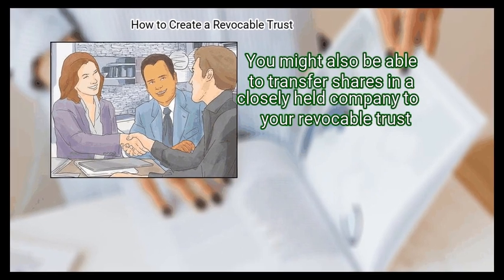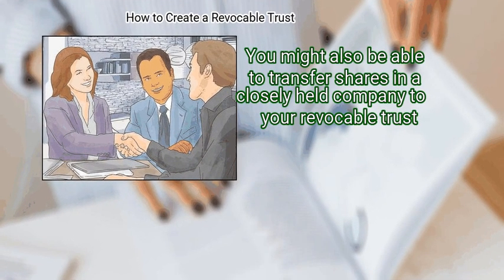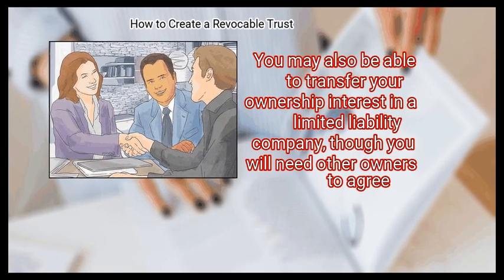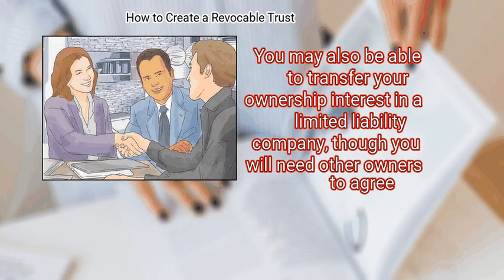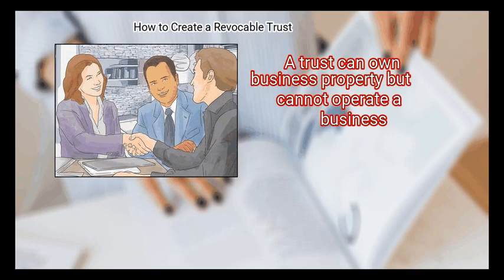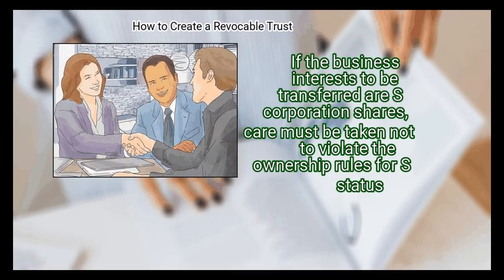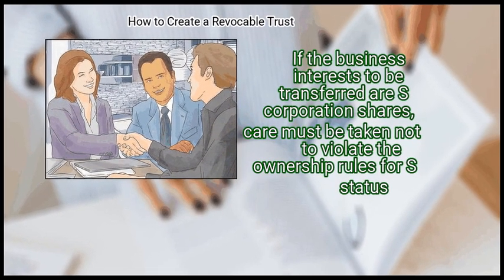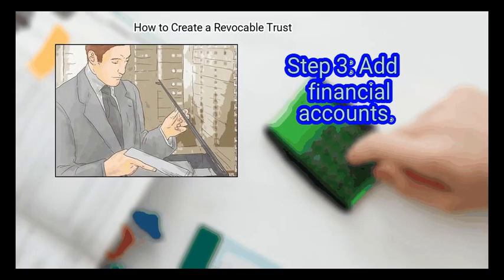You might also be able to transfer shares in a closely held company to your revocable trust. You may also be able to transfer your ownership interest in a limited liability company, though you will need other owners to agree. A trust can own business property but cannot operate a business. If the business interests to be transferred are S corporation shares, care must be taken not to violate the ownership rules for S status.